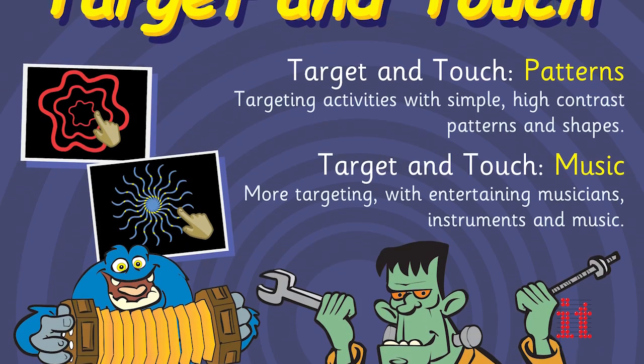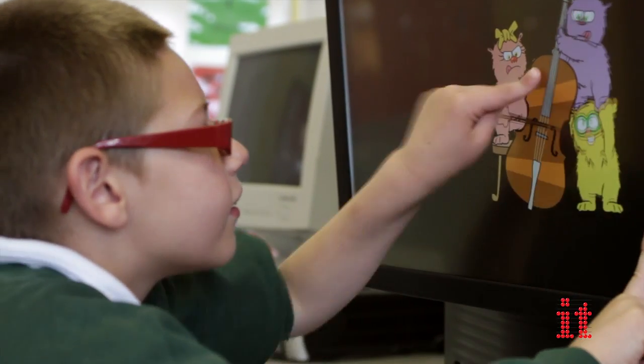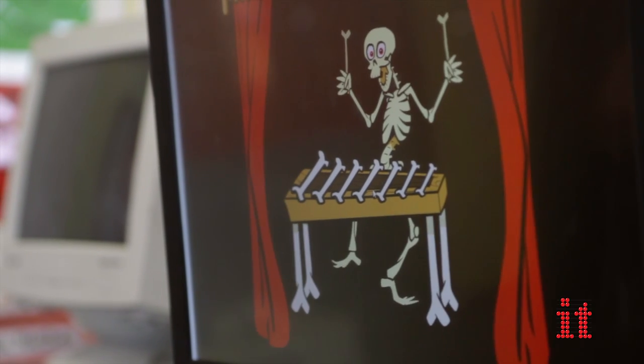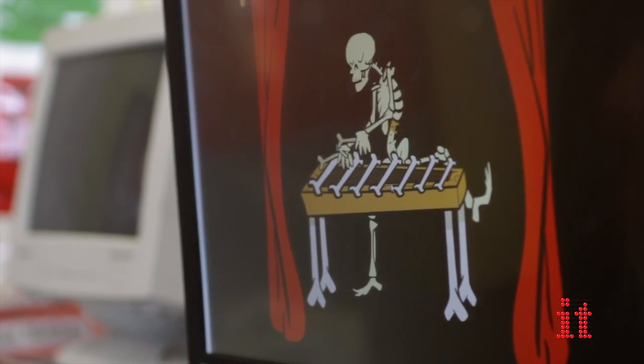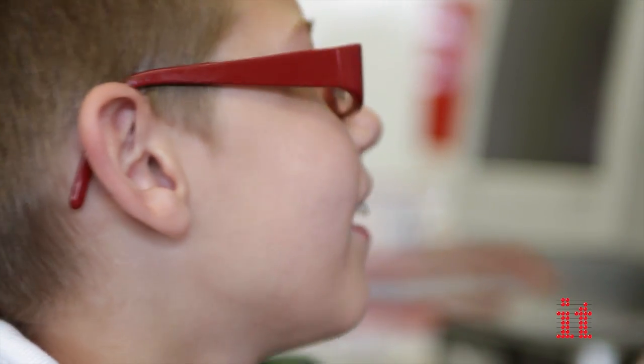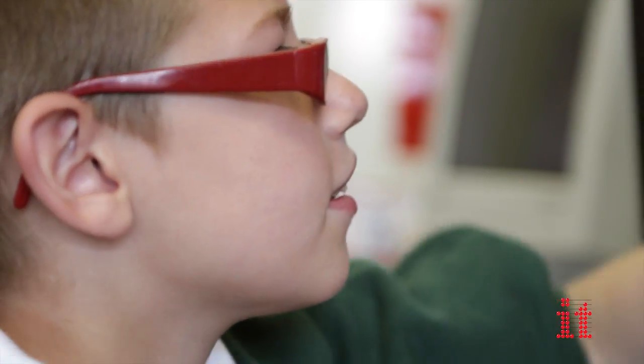Target and Touch software is designed to help children learn to use a touch screen. It teaches them to target and touch single, multiple and moving objects and is an ideal introduction to early ICT. It also helps develop visual and coordination skills for those who need extra help.